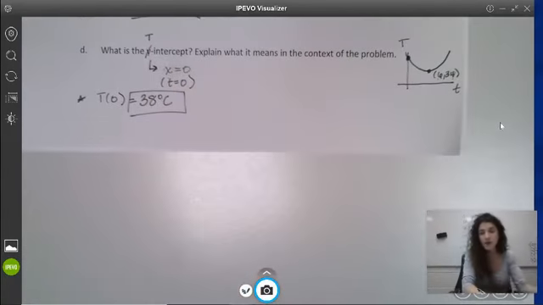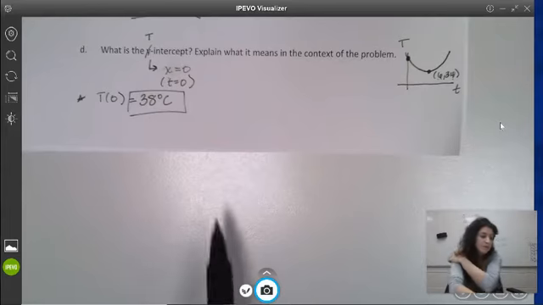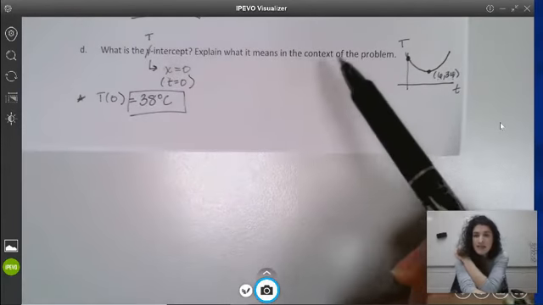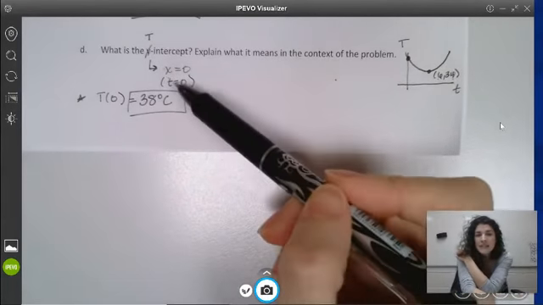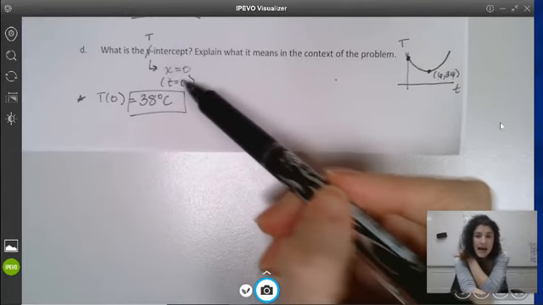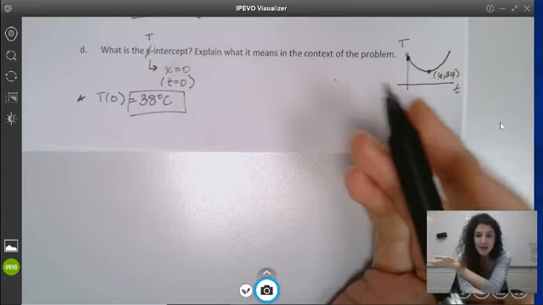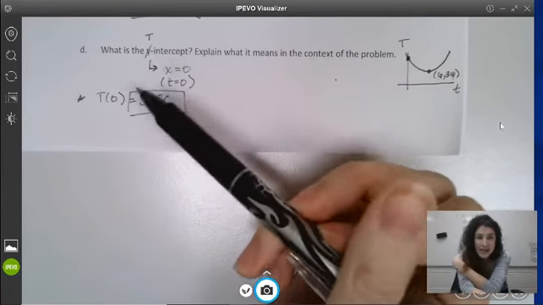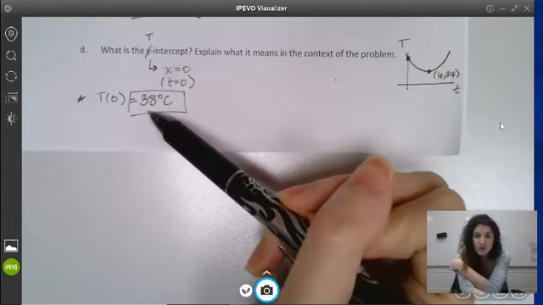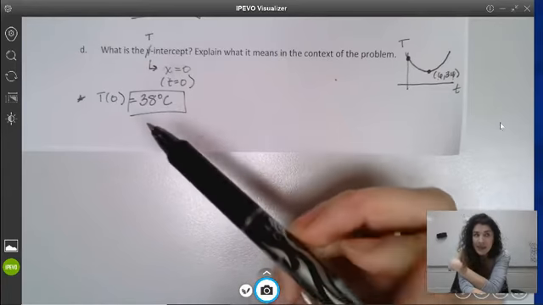So that's one part of this problem. Explaining what it means in the context of the problem. When t equals 0, that means at time equals 0. In this case, that means at 9 p.m. So at 9 p.m., Mr. Quelty's body temperature was 38 degrees Celsius.